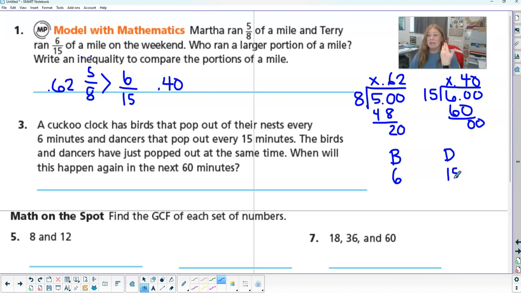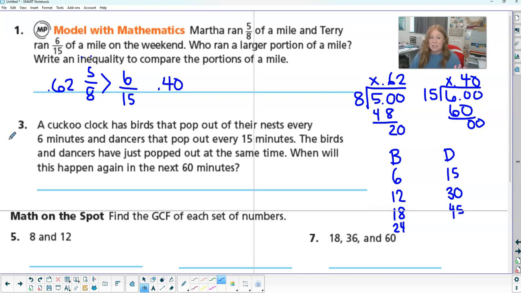So we're just going to start making lists to see when they are going to pop out at the same time. So the birds will pop out again at 12. 6, 12. They'll pop out again at 18. They'll pop out again at 24. So you're going to keep making a list of the 6s. So far, right, they're not lining up. If I go to the next 15 increment, they're going to pop out again in 30 minutes. So 15 minutes, then 30 minutes, then 45. But none of these are the same so far. So keep making a list of your 6s and see what's the first number that they line up at.